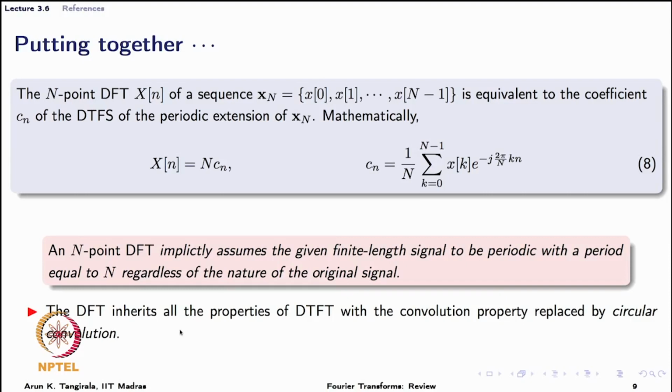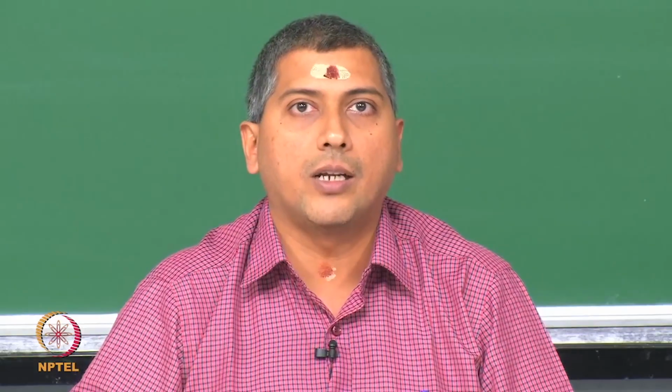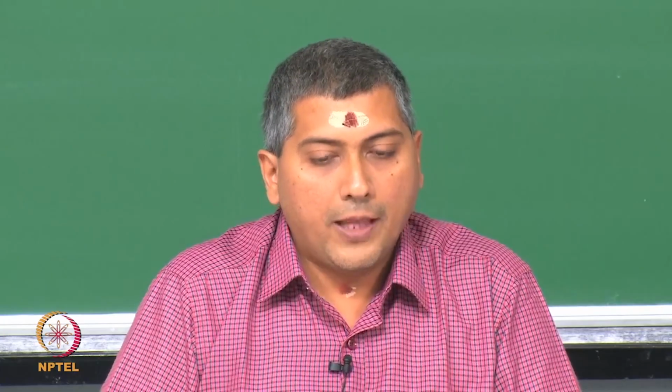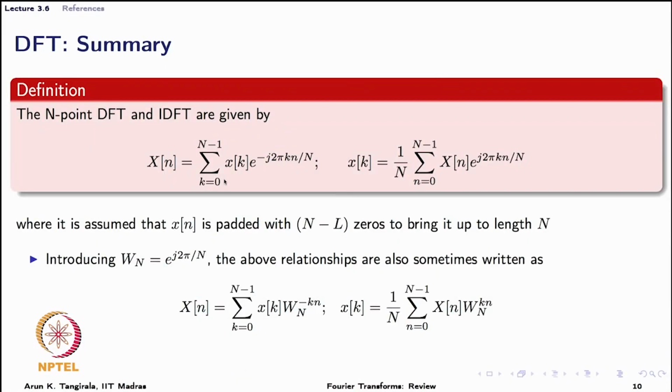So, moving on, just as a passing remark, the DFT inherits all the properties of the discrete time Fourier transform, with the only difference that we replace convolutions with circular convolutions, because remember DFT involves finite summation, whereas discrete time Fourier transform involves infinite summation. So, to summarize, these are the expressions for the analysis and synthesis associated with DFT. The synthesis is also known as inverse DFT.